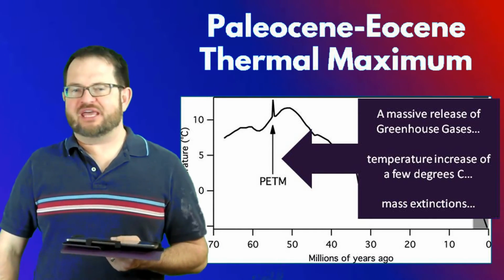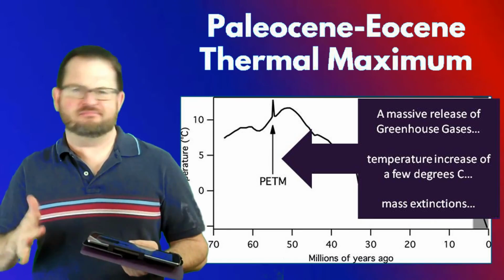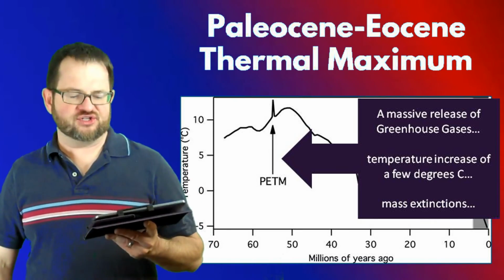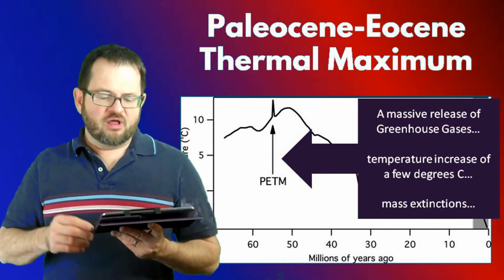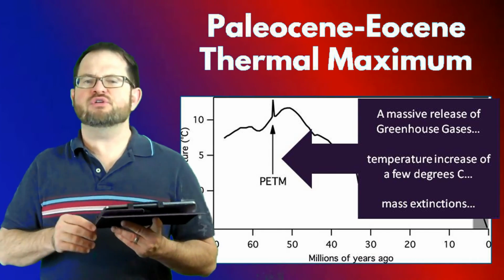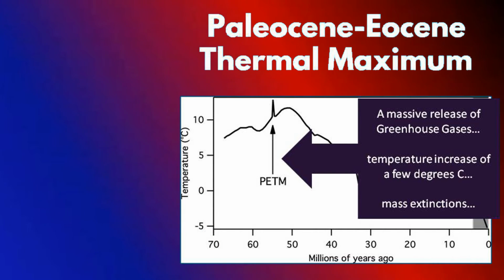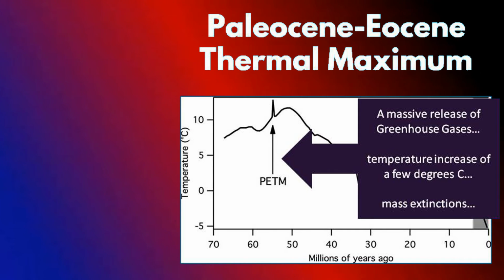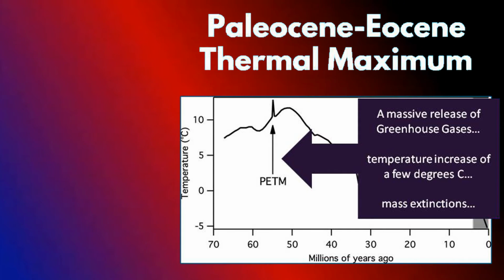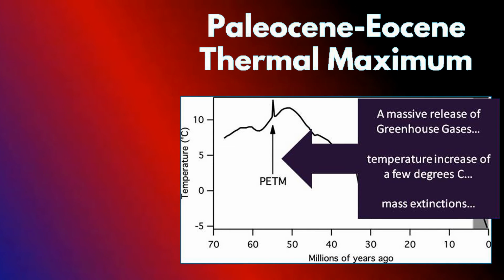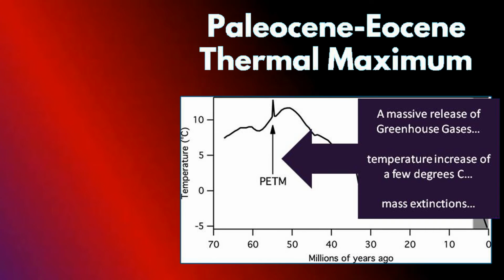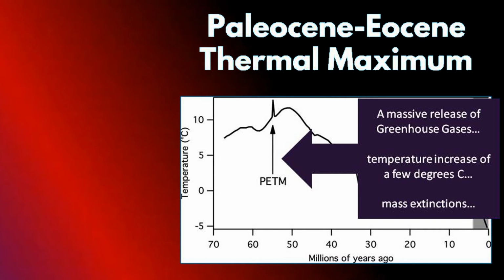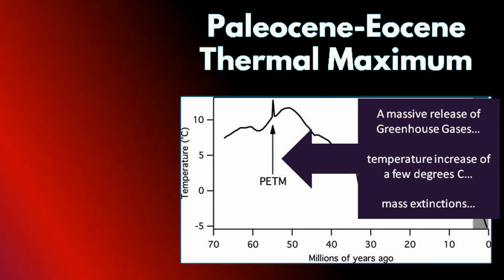Something happened on Earth about 56 million years ago. This would be roughly 9 million years after the extinction of the dinosaurs. Climate in general was quite warm at that time, but all of a sudden there was a very sharp spike of a few degrees Celsius, and we can tell from the sediments that collected at the bottom of the ocean that there was a massive influx of greenhouse gases at that time. A massive increase in greenhouse gases and a very rapid temperature increase of a few degrees.